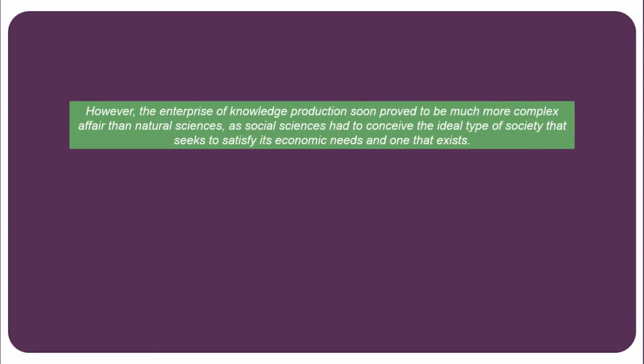The utilitarian philosophy that is associated with the capitalist nature of modern societies, which laid emphasis on creating material wealth, also shaped the teleology of the new science. However, the enterprise of knowledge production soon proved to be a much more complex affair than natural sciences, as social sciences had to conceive the ideal type of society that seeks to satisfy economic needs on one hand, and the one that exists and the one that is evolving.